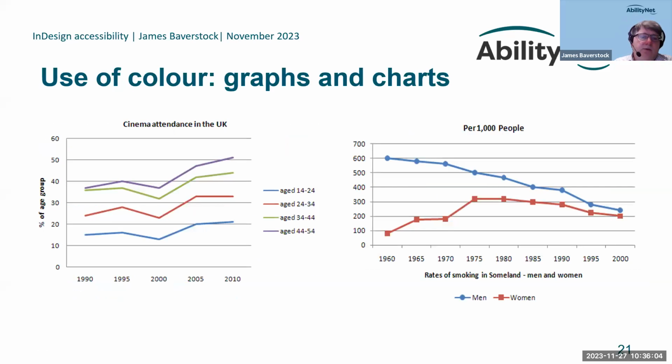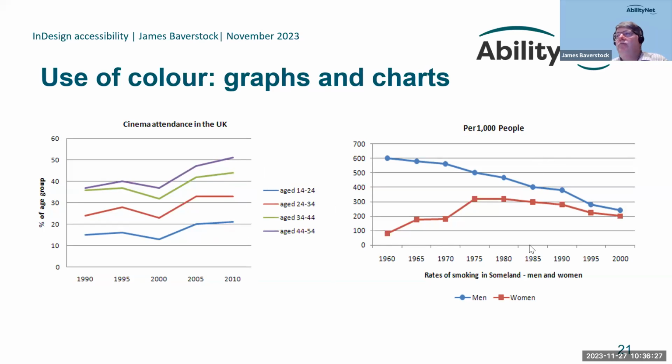We've got some other examples on this slide of use of color in some graphs and charts. In this chart on the left, cinema attendance in the UK, we're relying just on color to understand which line in the graph is which. If I couldn't perceive color, I'm not going to be able to understand which of these is which. So this would be a bad example.